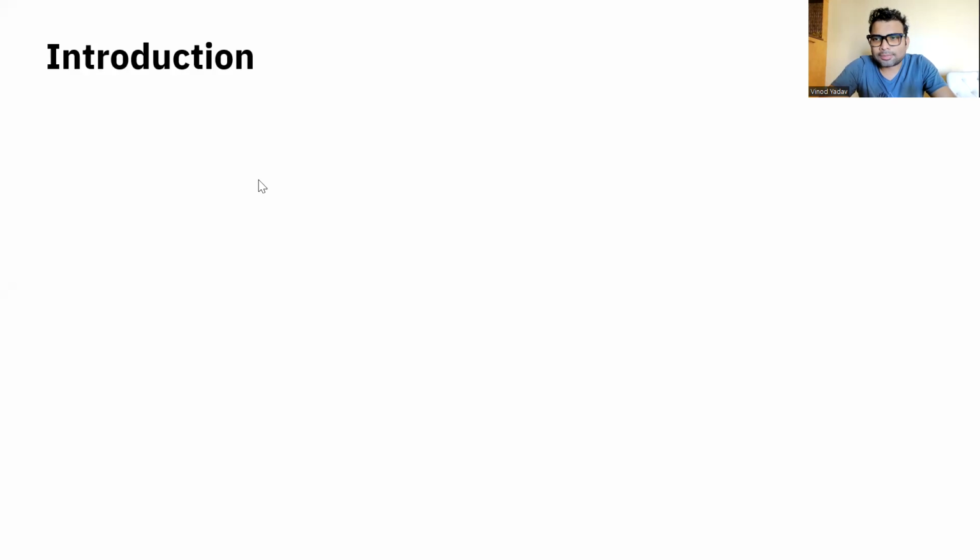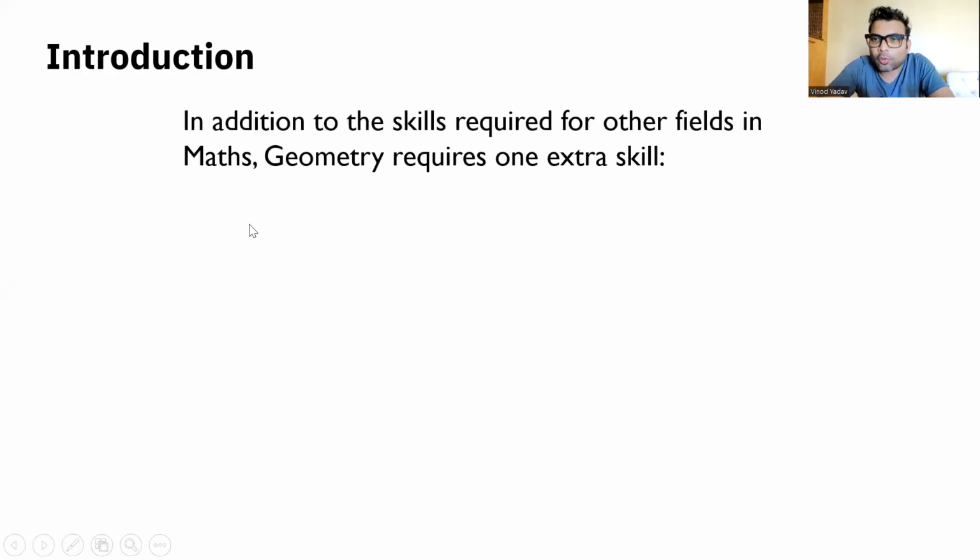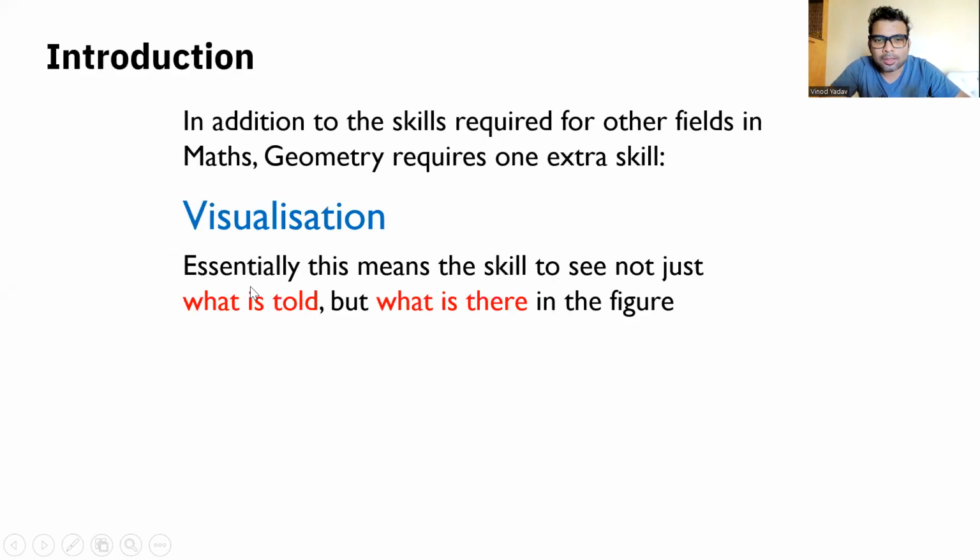You know, skills required for other fields in maths. Geometry requires one extra skill. What is that one extra skill, friends? One special, unique skill exclusively for geometry. Yes, visualization. What does that mean essentially? This means the skill to see not just what is told, but what all is there in that figure. Can you see everything? Whatever is not written. That is the main skill called visualization. You'll understand this even better once you start solving the questions. Cool. Let's go ahead.